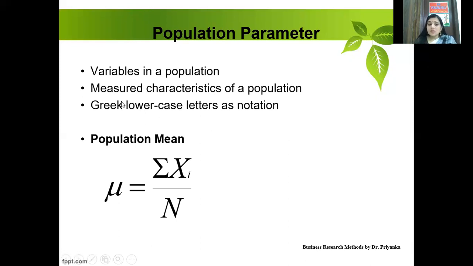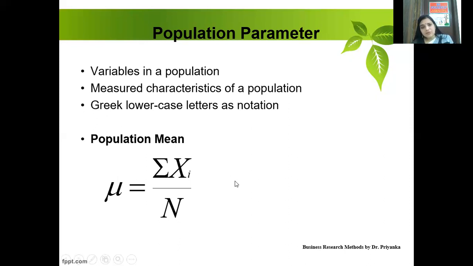Then for this population parameter, we calculate the population mean in this way. Mu, this notation is a Greek notation, and it is called mu, and that is equal to the summation of all the observations you have divided by the total number of people in the population. So mu is equal to the summation of all the observations divided by the number of people in the whole population.